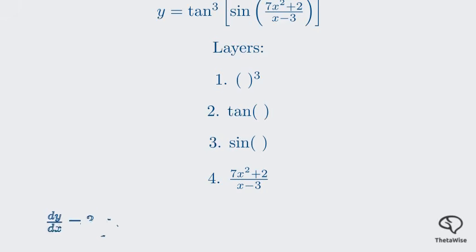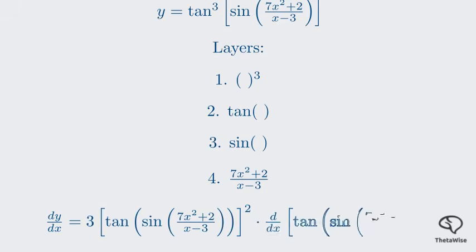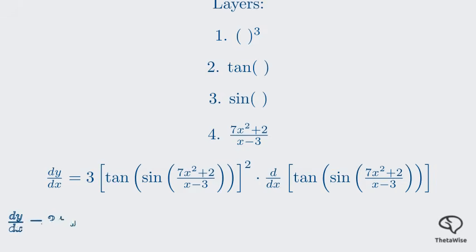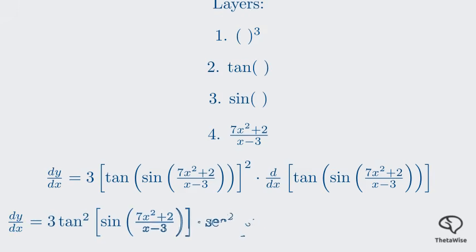The derivative of something cubed is 3 times that something squared. So we get 3 times the entire expression in the brackets squared. Next, we differentiate the tangent function. The derivative of tan of u is sec squared of u.